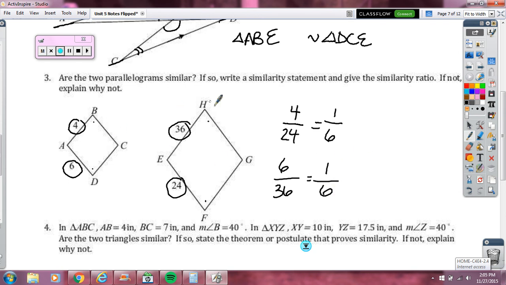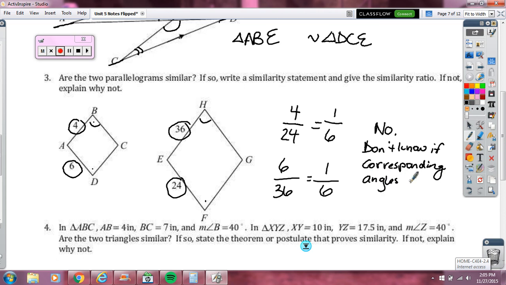So based on the information, I feel like we probably should say no, since the angles don't have little markings on them to show they're congruent or anything. But those two sides that we were given were actually in proportion. So let's say no, don't know if corresponding angles are congruent.